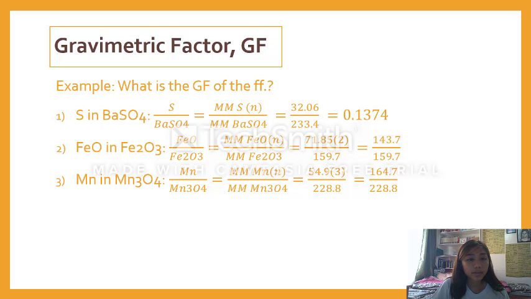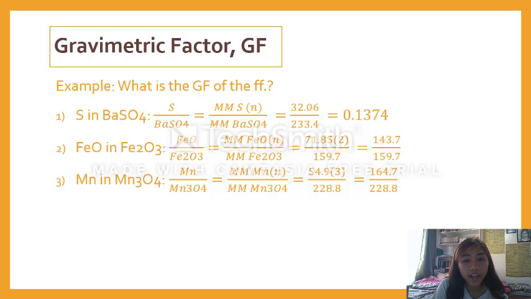So our x is sulfur, and our precipitate is BaSO4. The gravimetric factor shows the relationship between the two. Okay? So to get the gravimetric factor, for number 1, we have sulfur in BaSO4. The gravimetric factor is equivalent to the molar mass of sulfur times N over the molar mass of BaSO4.